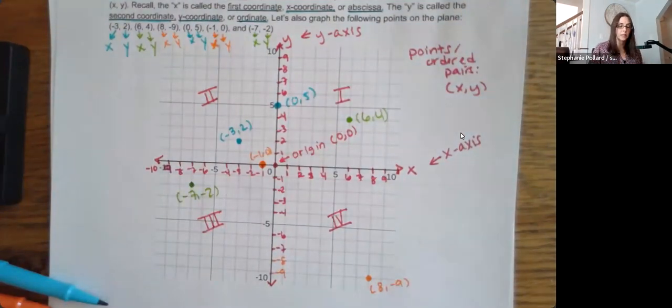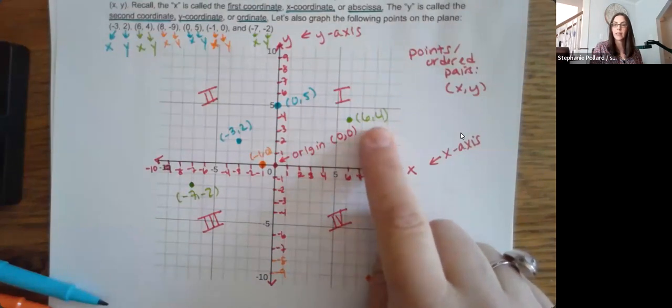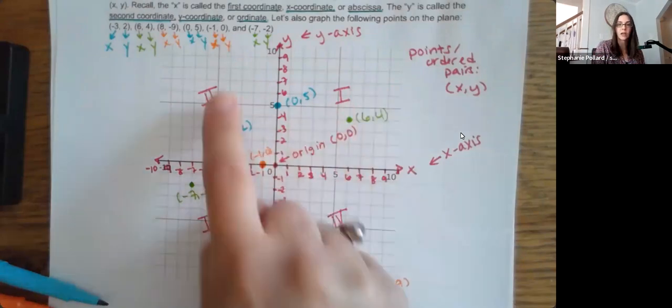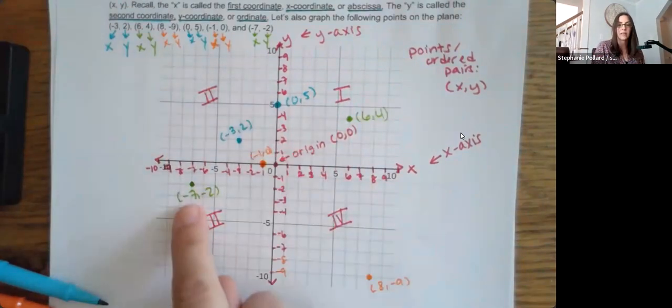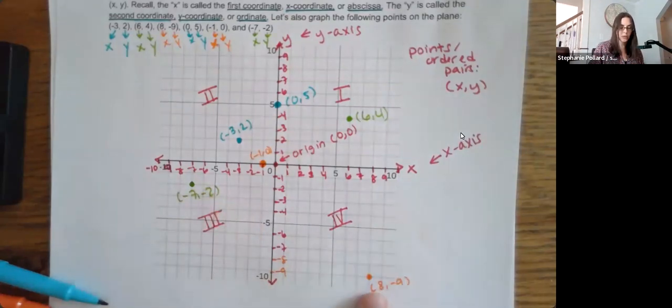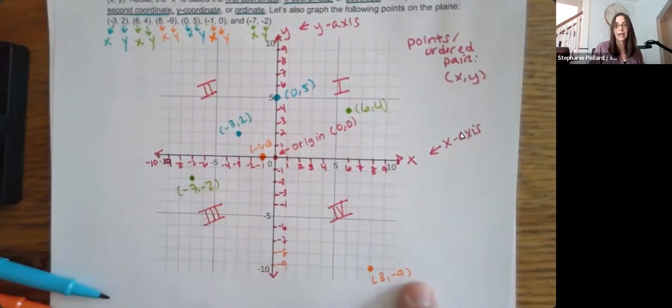Now, one last thing I want to talk about here before we move on is how we describe point location. So for instance, the point 6, 4 would lie in the first quadrant, right? Because it's in the first quadrant here. Negative 3, 2 is in the second quadrant. Negative 7, negative 2 is in that third quadrant. And then our fourth quadrant is positive 8, negative 9.